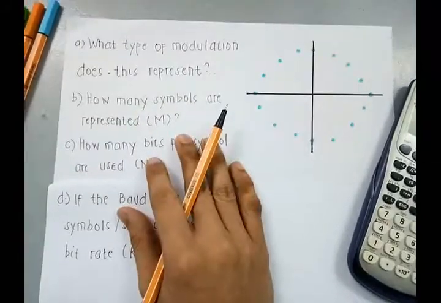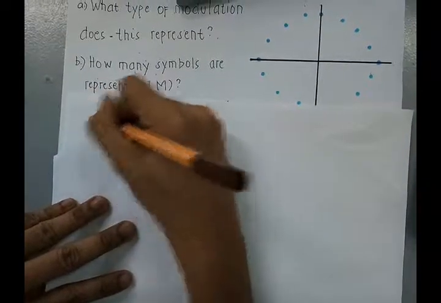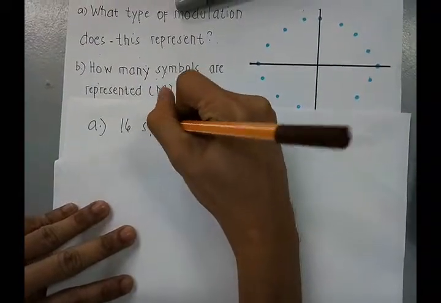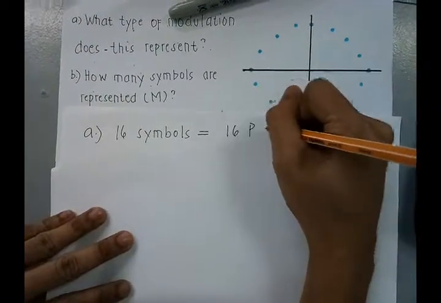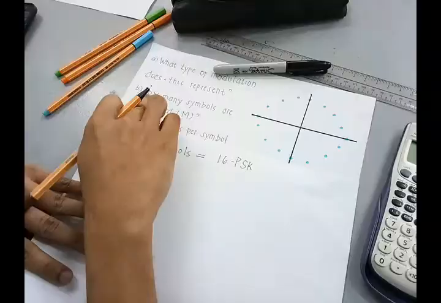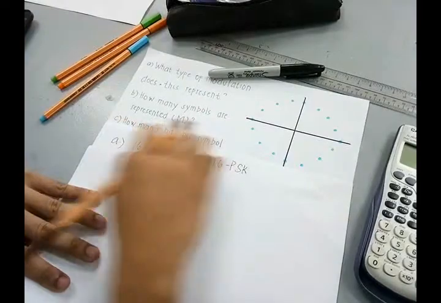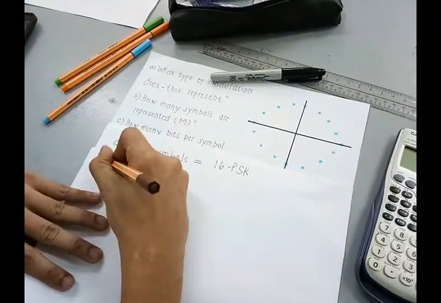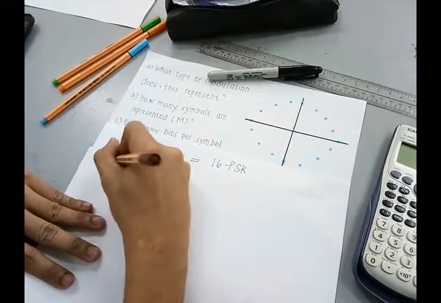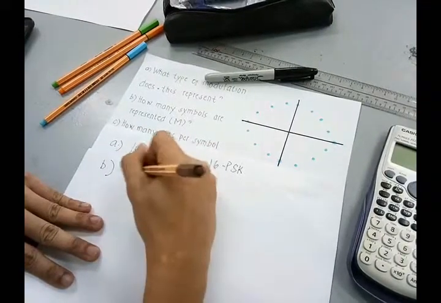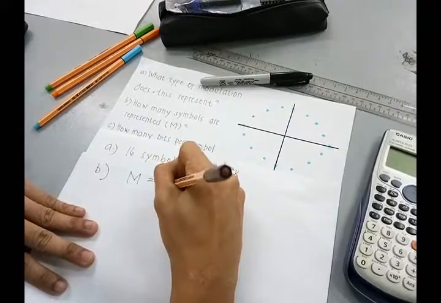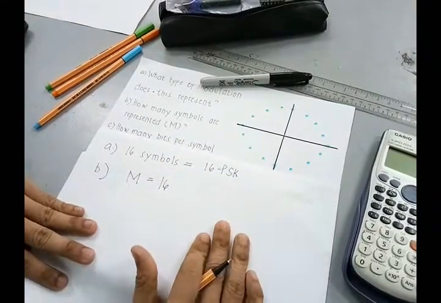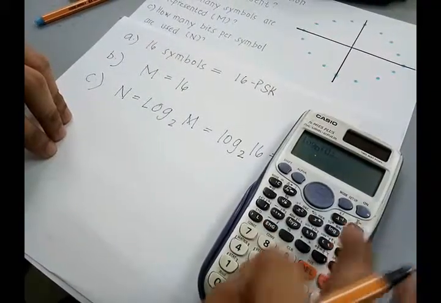Now, let's try writing that. For A, we have 16 symbols, which represents a 16 PSK. Now for the second part, how many symbols are represented in M? Based on the first answer that we counted on the constellation, we knew that there are 16 symbols, so M is equal to 16.